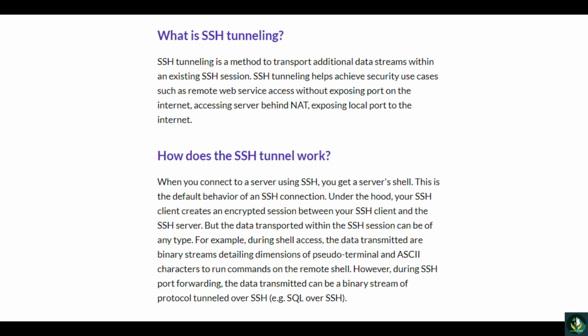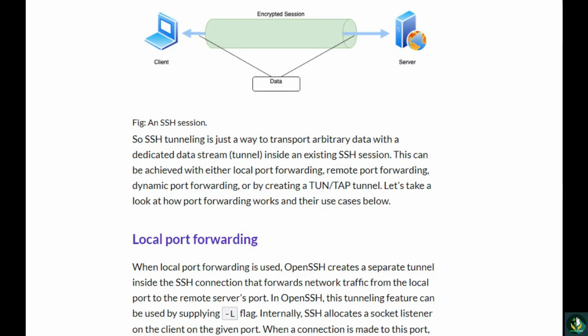How does an SSH channel work? When you connect to a server using SSH, you get a server's shell. This is the default behavior of an SSH connection under the hood. Your SSH client creates an encrypted session between your SSH client and the SSH server, but the data transported within the SSH session can be of any type. For example, during shell access, the data transmitted are binary streams detailing dimensions of the terminal and ASCII characters to run commands on the remote shell. However, during SSH port forwarding, the data transmitted can be a binary stream of any protocol.